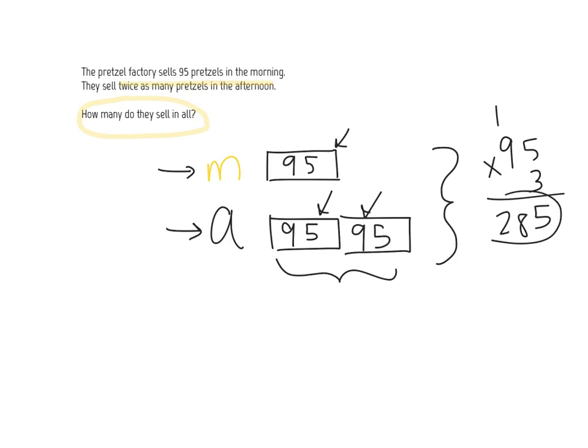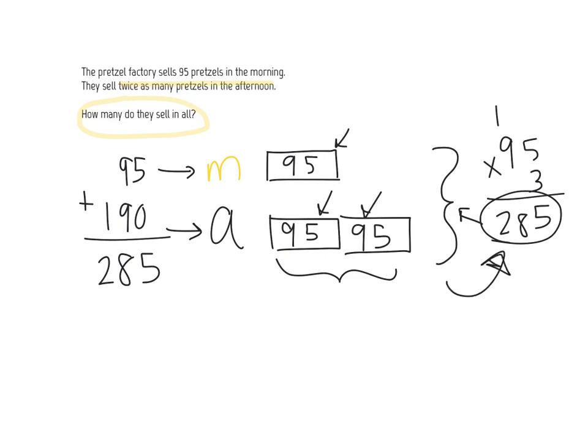And the important thing is, either way, they're going to get the same number. So the morning was 95. The afternoon is 190. When we add that together, we get 285. Or we can go again with the strategy of multiplying by 3 because it was 1 unit in the morning and 2 units in the afternoon.